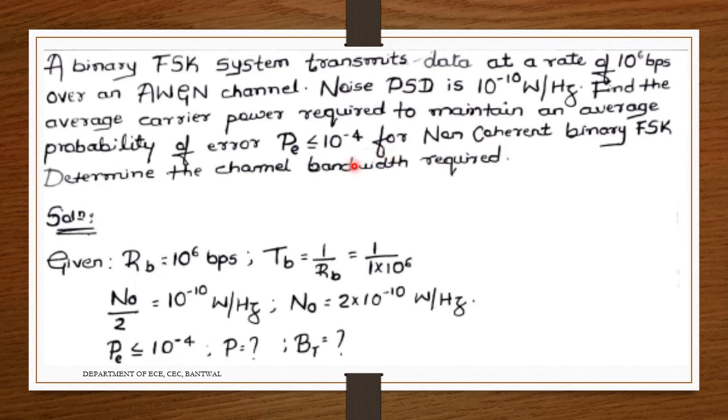So I require BT and P. RB is equal to 10 to the power of 6. TB is equal to 1 by RB, which is 1 by 1 into 10 to the power of 6. N0 by 2 is equal to 10 to the power of minus 10 watt per hertz, and N0 is equal to 2 into 10 to the power of minus 10 watt per hertz. P is less than or equal to 10 to the power of minus 4. I need to find power P and bandwidth BT.